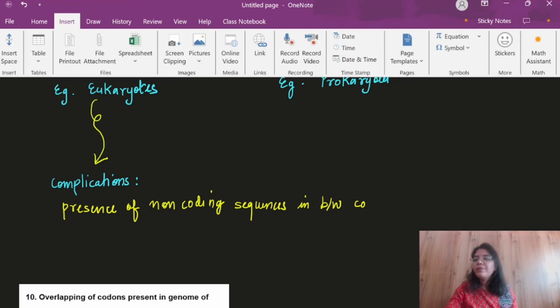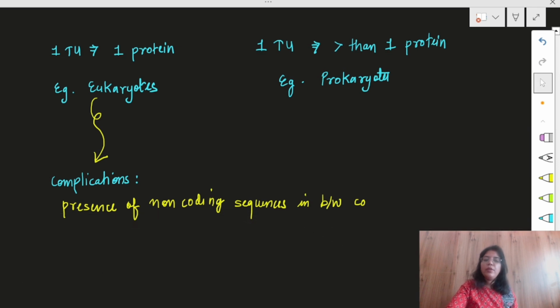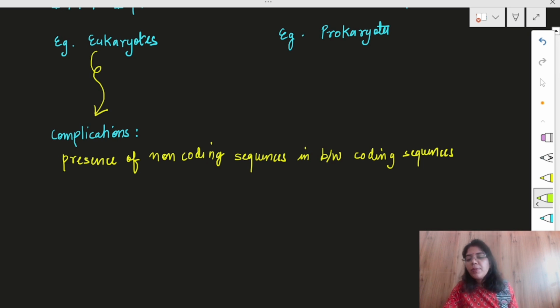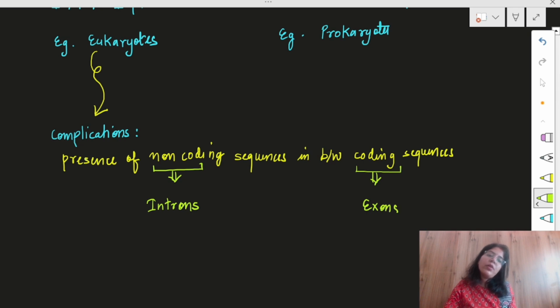Okay, now good. So, presence of non-coding sequences between coding sequences. Such kind of complication is not at all there in prokaryotes. They have only coding sequences, right? What's the meaning of these non-coding sequences? Non-coding sequences are also called introns. And coding sequences are also called exons, right?